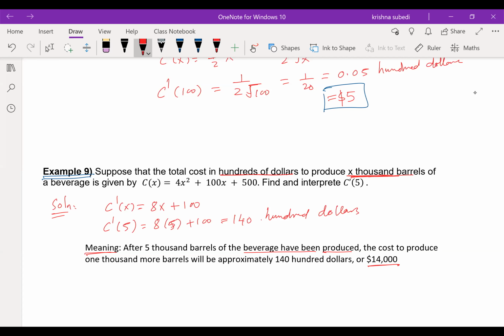Okay, so this represents the marginal cost. Marginal cost means at the production level 5, the change in cost, to manufacture one more 1,000 barrels, to produce, the cost will be $14,000.